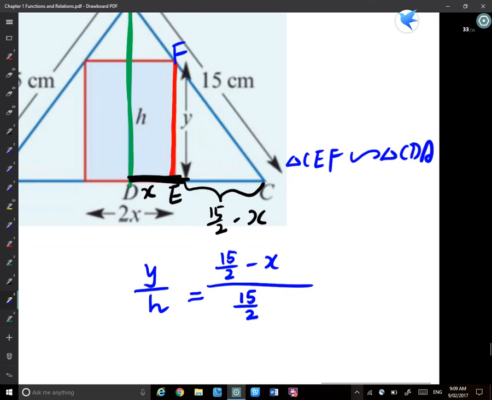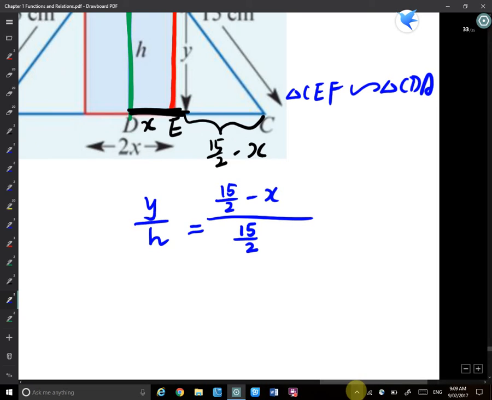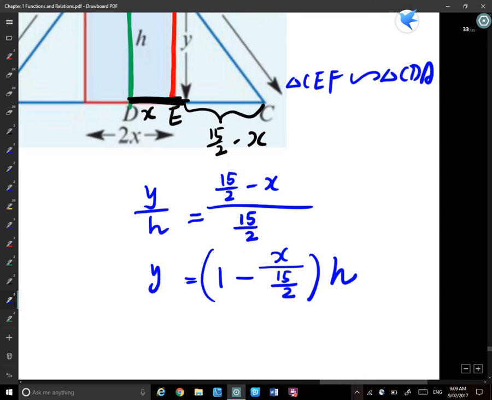So now y will equal what? Y will equal, 15 on 2 over 15 on 2 is 1, so 1 minus x over 15 on 2, times h.